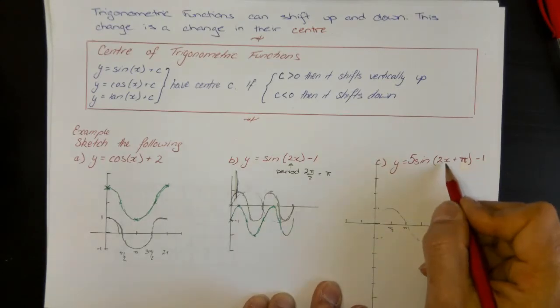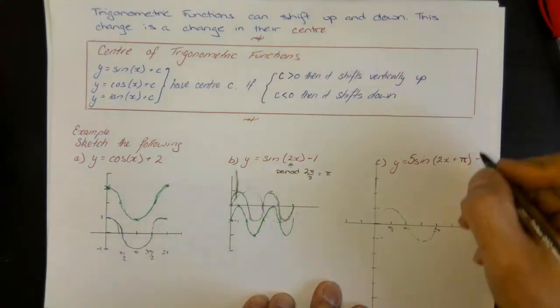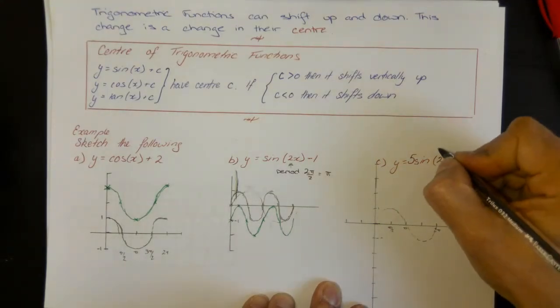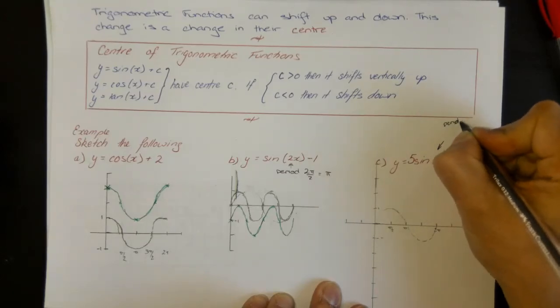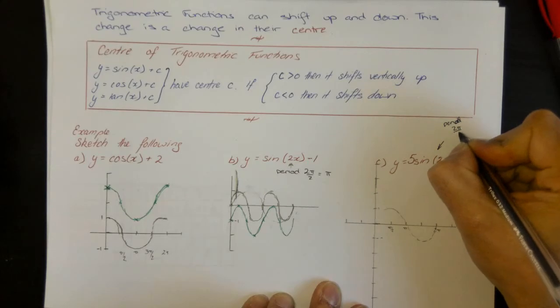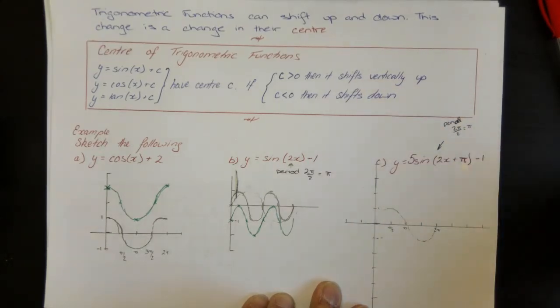We're changing the period. The period is 2 pi over a, which is 2, so that's pi again.